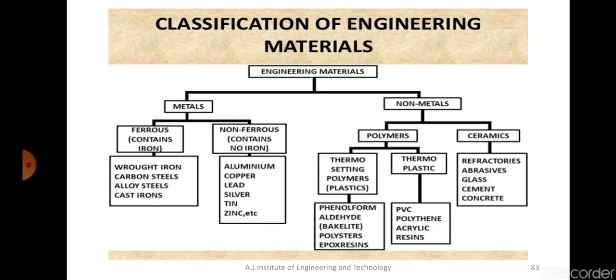phenol formaldehyde, which is generally called bakelite, polyesters, resins, etc. In thermoplastics we have polyvinyl chloride, PVC, polyethylene, acrylics, and other resins. Okay, so these are classifications, but more importantly you need to know what polymers are, what the two types of polymers are, and what ceramics are.